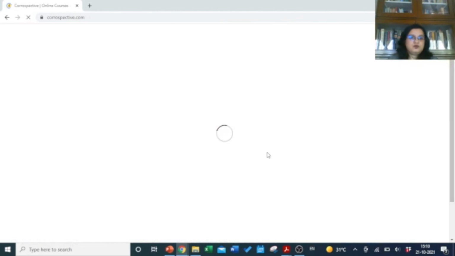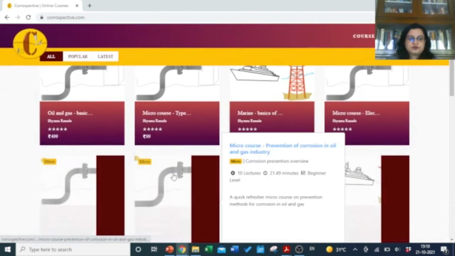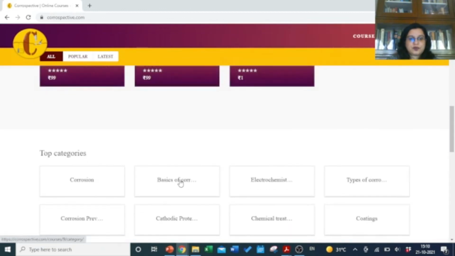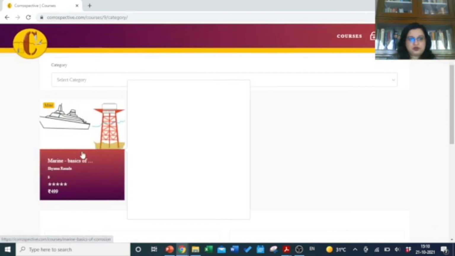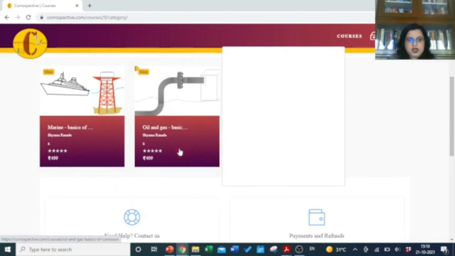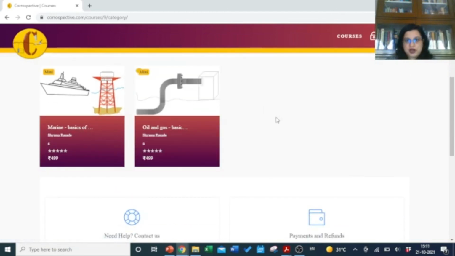Now what is happening actually over here? If you see, I will go to one category, basics of corrosion. In this you have 2 mini courses at the moment. One is in marine and one is in oil and gas. These are of almost 3 hours each.